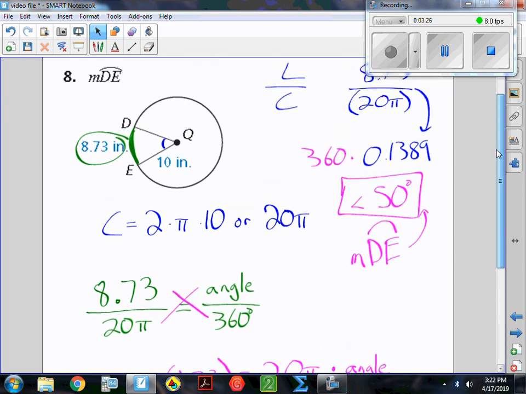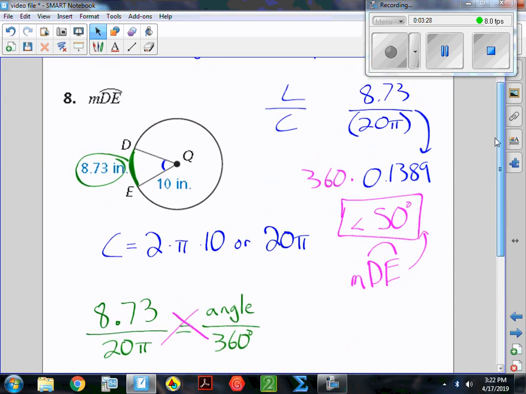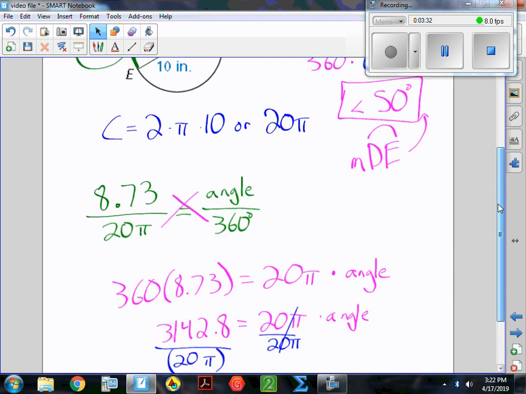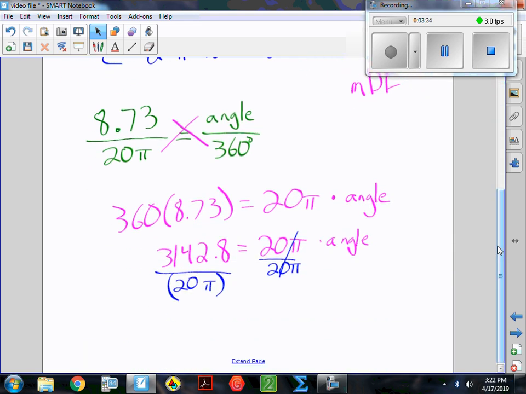So a couple different ways you can think through it. You can think through it as a portion of the circle and then multiply or divide accordingly. Or you can set up your equation, which will always work for these problems. Part over whole. We did the part of the circumference over the circumference, and the part of the degrees over the degrees.